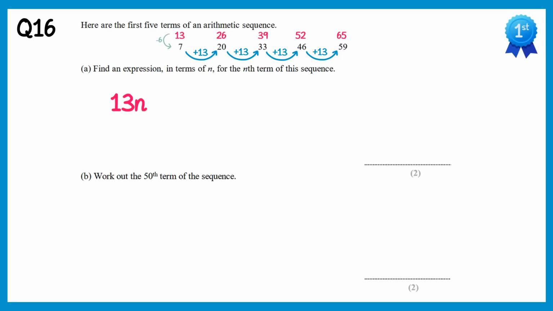And in all cases here you need to take away 6. For example, 13 take away 6 is 7. Or 26 take away 6 is 20. So it's 13n take away 6.